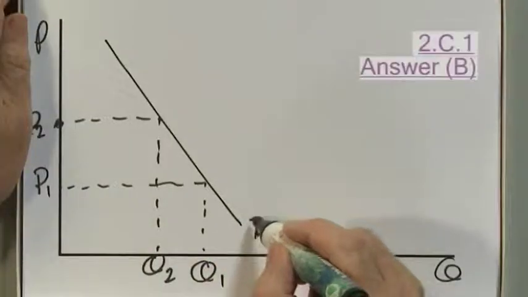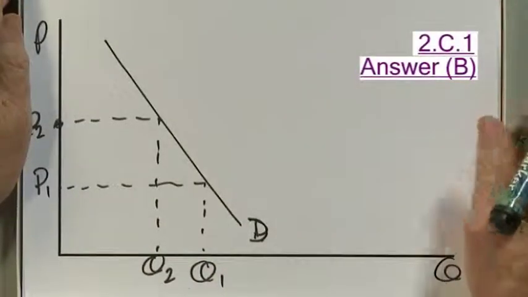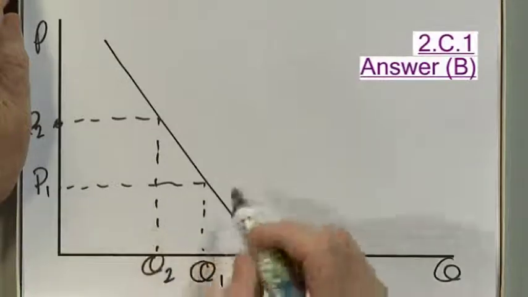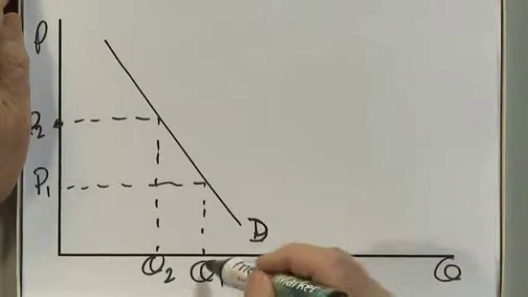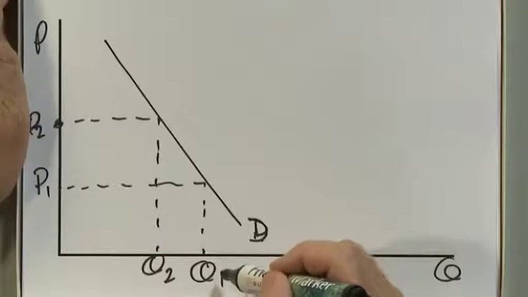So the final set of the exercise is some multiple choice questions on elasticity. So let's see if we can work out the answers. Now the first question, we have a demand curve for a golf course and a current price of P1, and so quantity demanded is Q1.